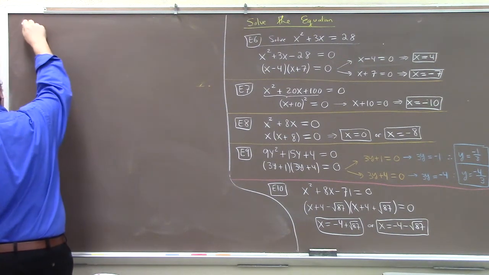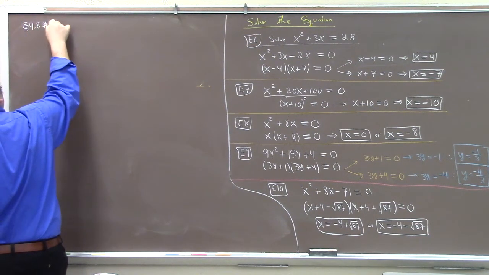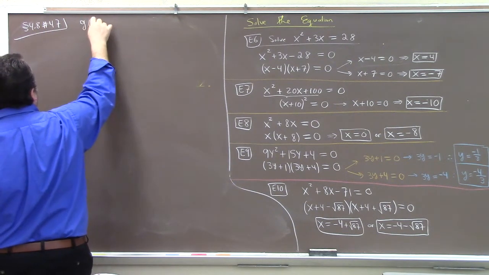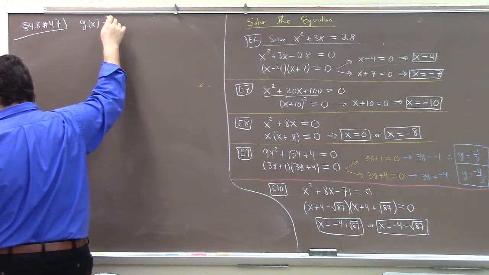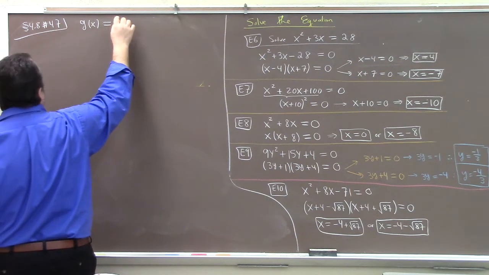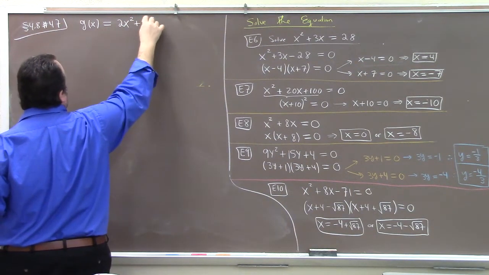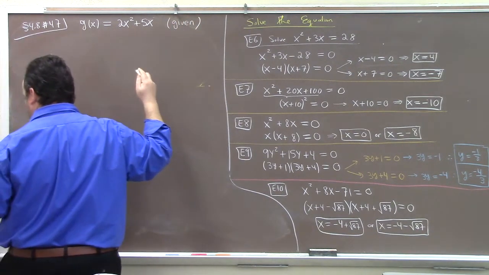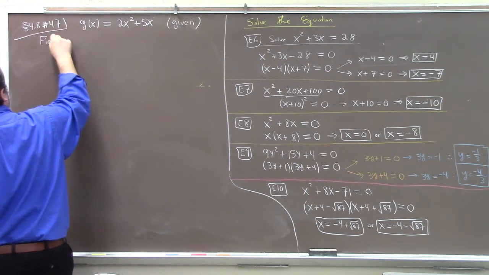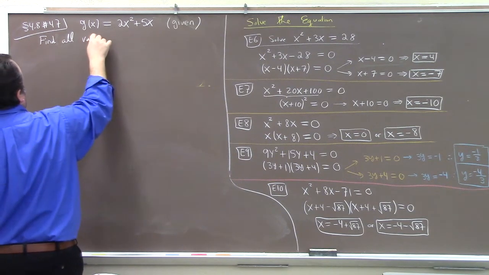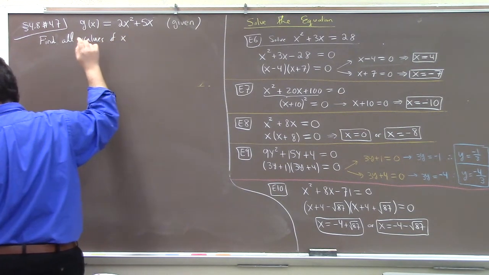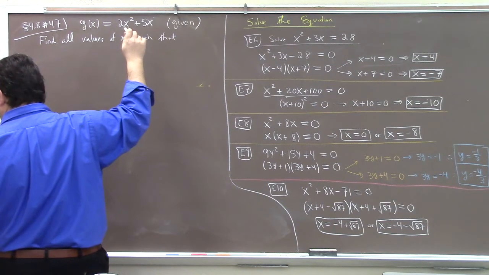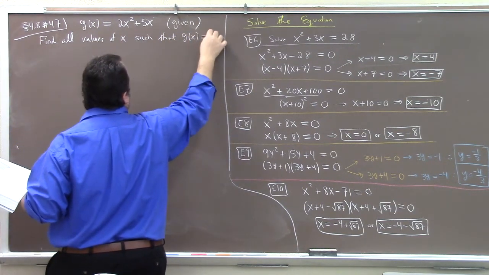Let's see here. So section 4.8, number 47, for example. Here we have g of x is equal to 2x squared plus 5x. Okay, that's given. So you're given this formula for this function g, right? And then it says, here's the question. Find all values of x such that g of x equals 12.